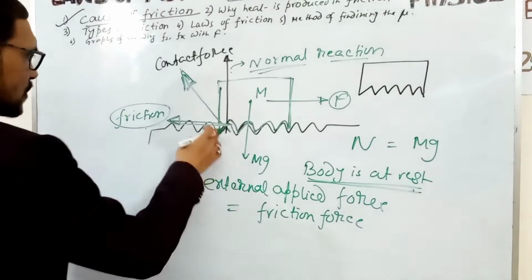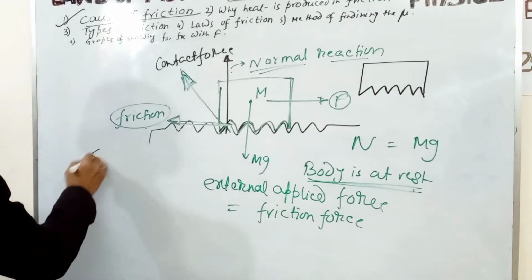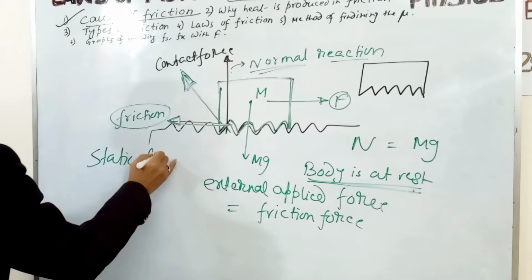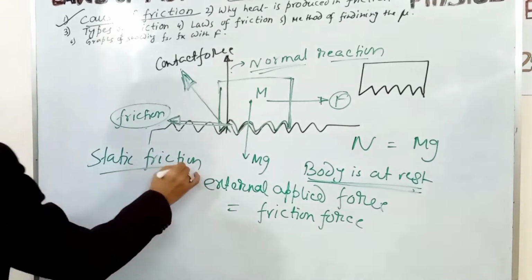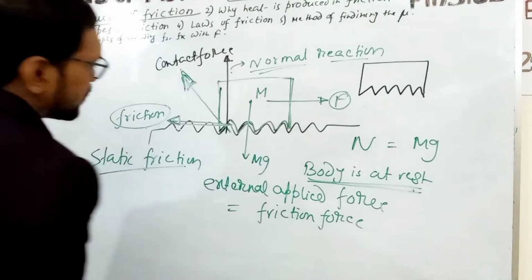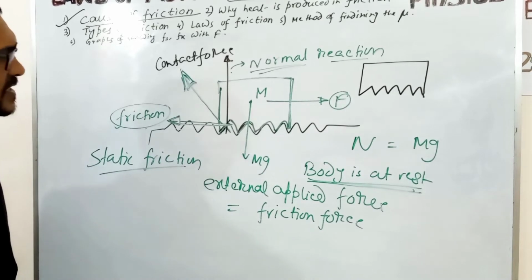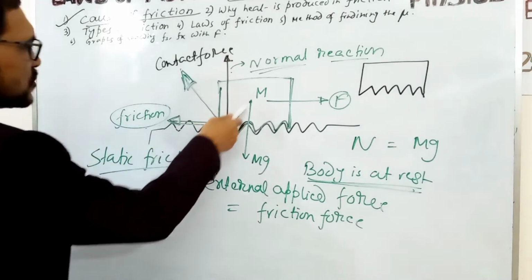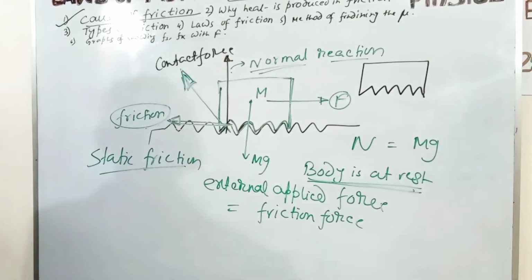Now that friction is called static friction. So what is static friction? When an external force is applied but the body does not slip over the surface, then the friction acting between the two surfaces is called static friction.